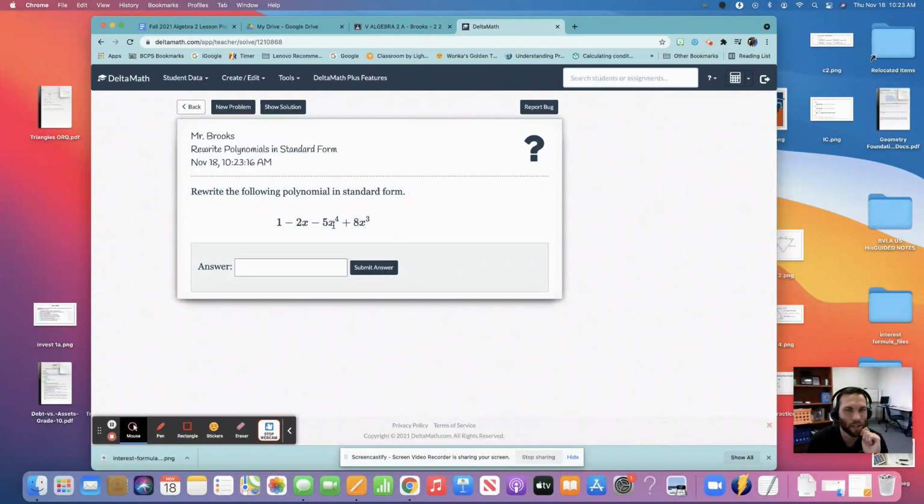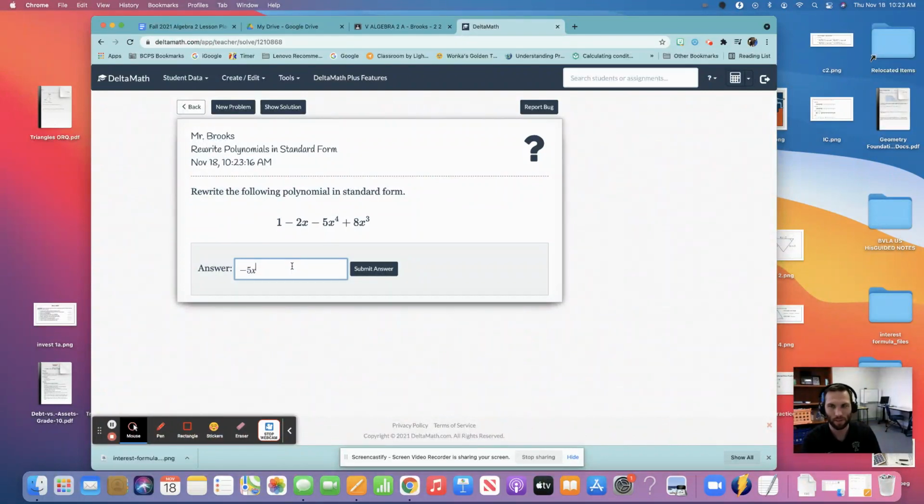Okay, so we're going to write this in standard form. Standard form, if you remember, has the largest power first, or the term with the largest power first. So this is a term right here. We're going to write this first, and then this 3 is the next, and then this is to the first power, and this is the constant. The constant always goes on the back. Okay, so it's going to be negative 5x to the fourth. Now it's not the 5 that makes this the biggest, it's the exponent, right? So plus 8x to the third, and then minus 2x, and then plus 1.